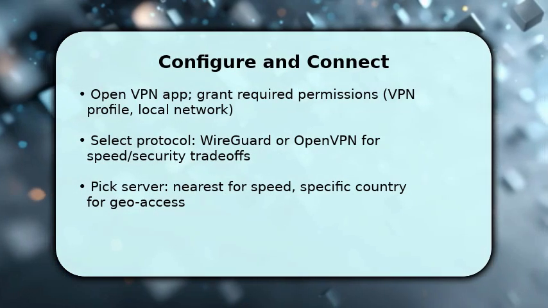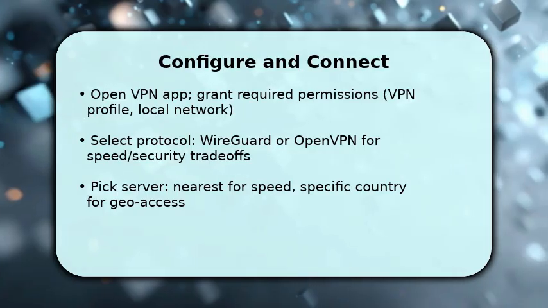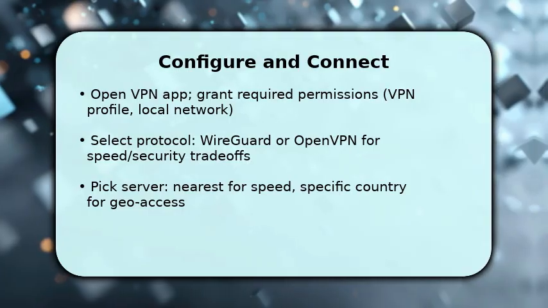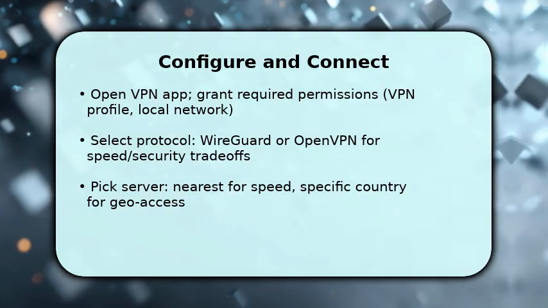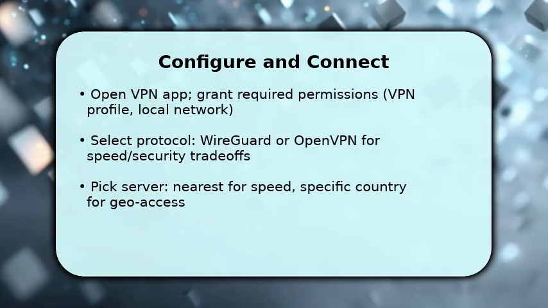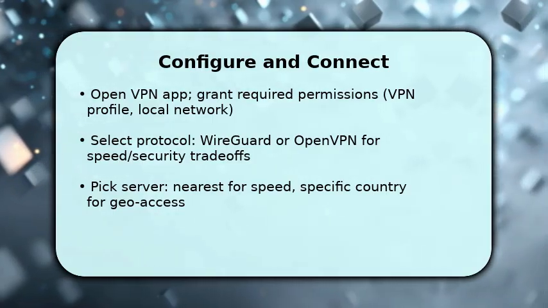You now configure the app. Open it and grant the VPN profile and any network permissions it requests so the system can route traffic. Once permissions are set, choose a protocol, WireGuard for lower CPU use and speed, OpenVPN for wide compatibility. Select based on your needs.